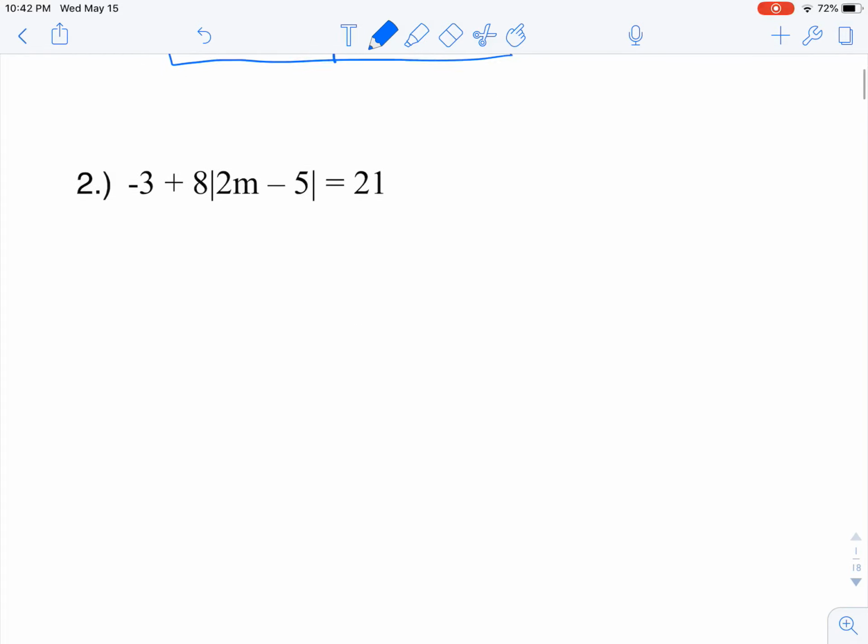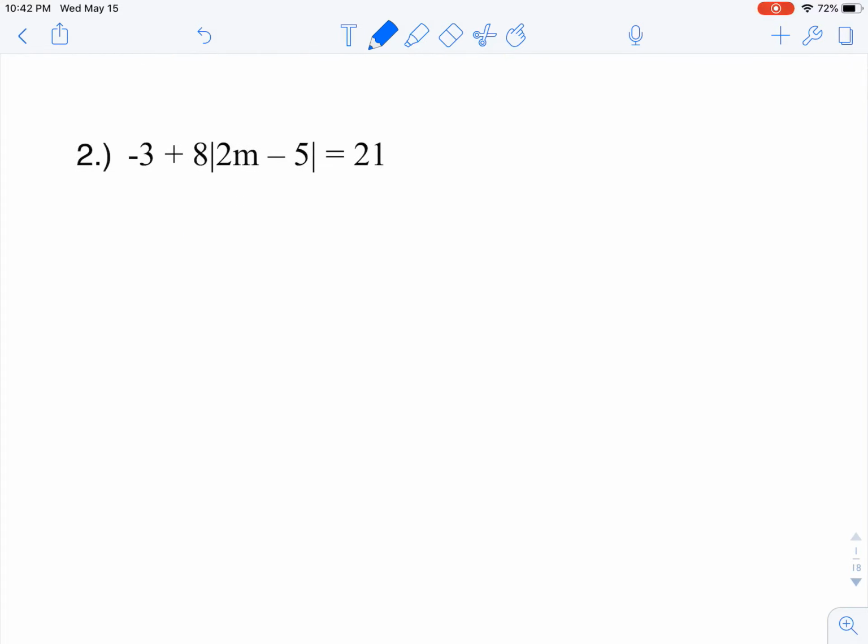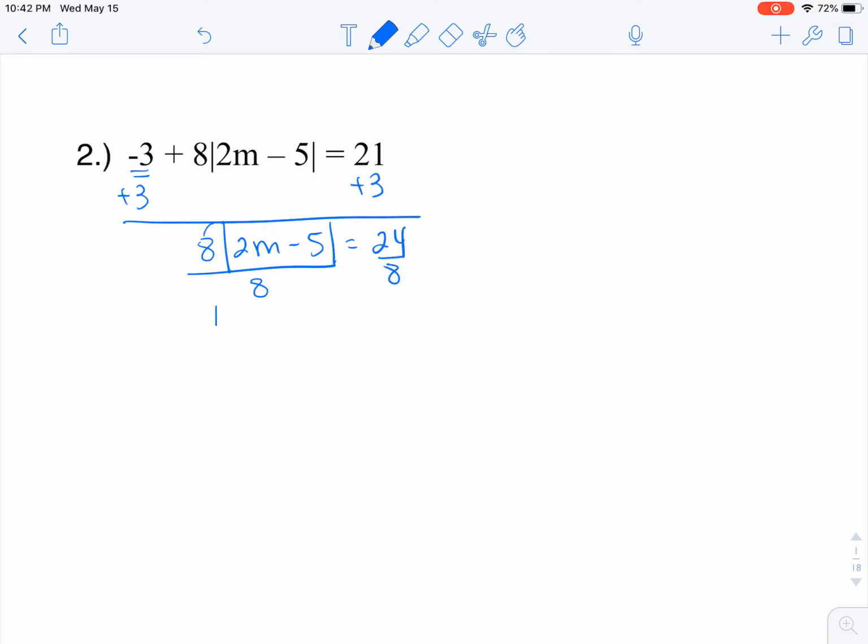Question 2, same thing. Want to get absolute value by itself. So first we need to get rid of this minus 3, so I'm going to add 3 to both sides. So we have 8 times the absolute value of 2m minus 5 equals 24. And then this is being multiplied, so we need to get rid of that by dividing. So now I have absolute value of 2m minus 5 equals 3.